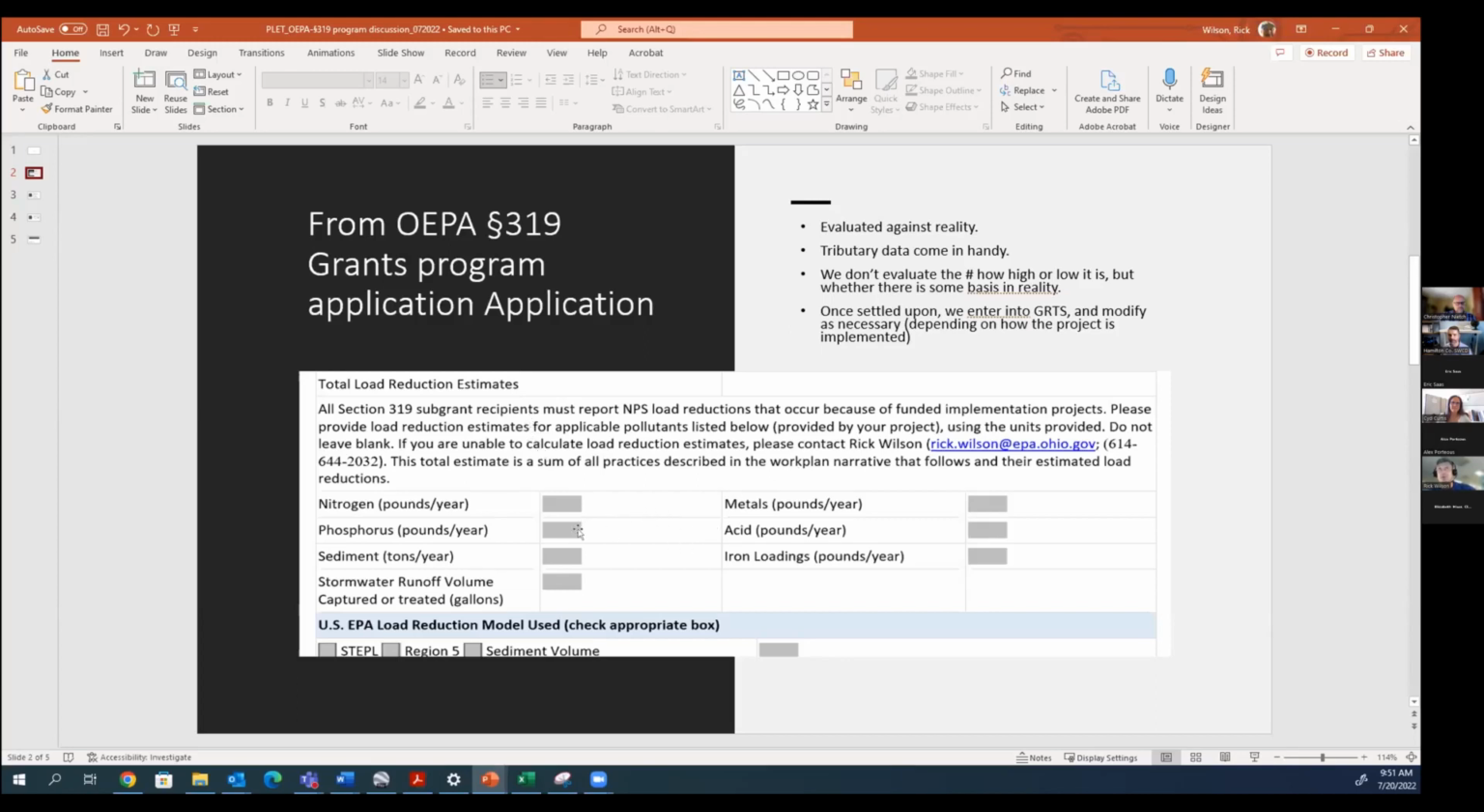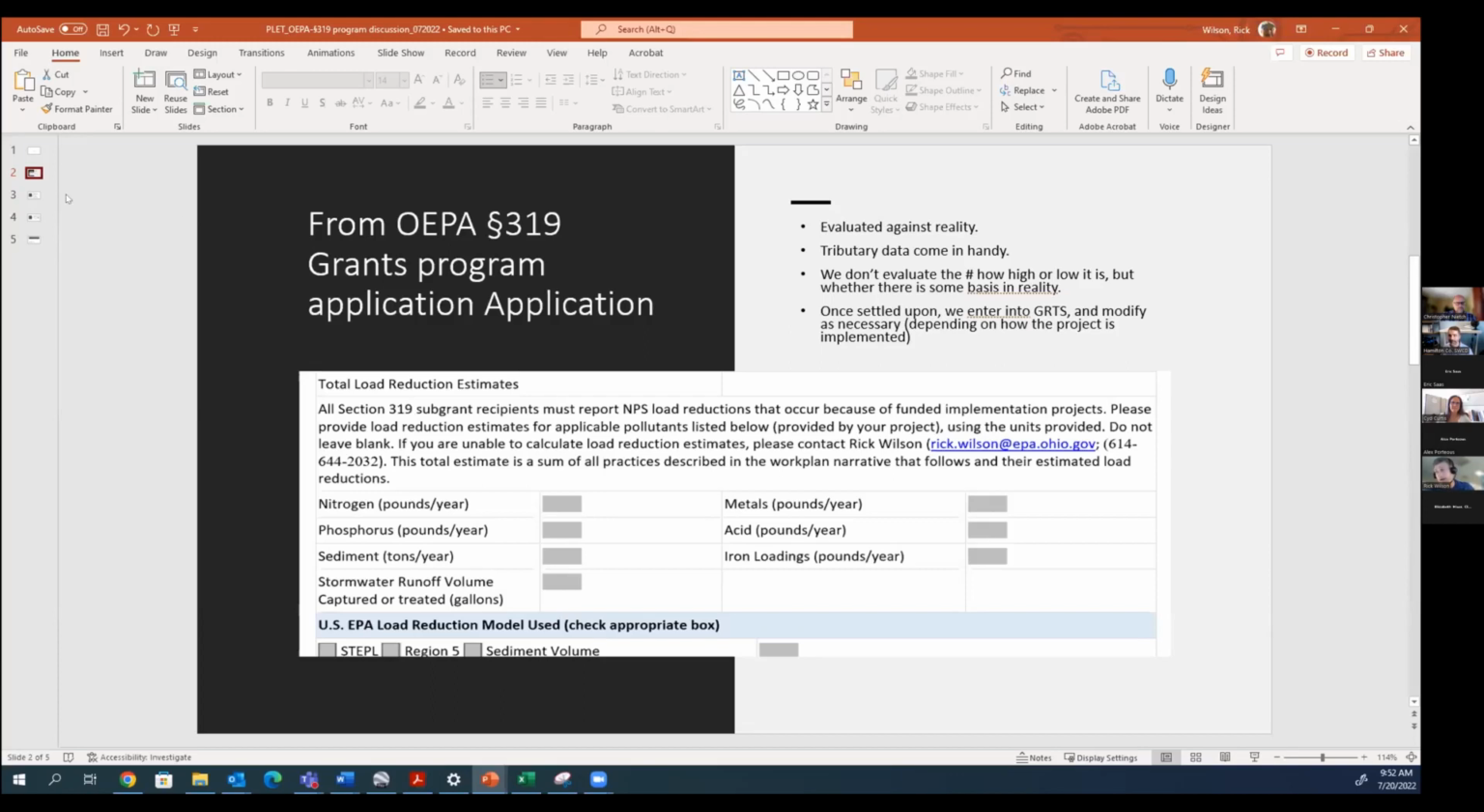So we don't give extra points on just how high or low these things are, but we do evaluate them on whether these numbers we're getting in our applications actually pass the straight face test. And if not, we'll work with those applicants to adjust those and make sure that they agree with our understanding of those. So I'll end there.